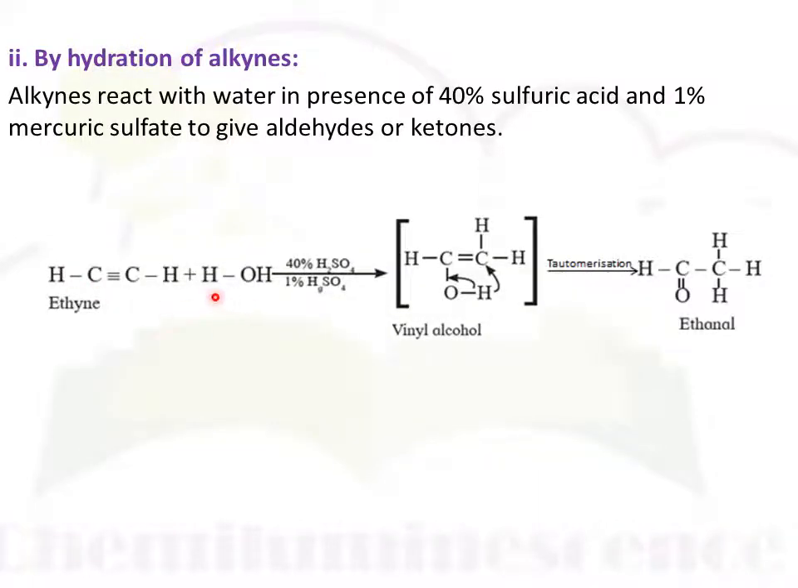Ethyne on addition of water in presence of 40% sulfuric acid and 1% mercuric sulfate forms vinyl alcohol, and this vinyl alcohol on tautomerization gives acetaldehyde as a product. This water is adding through the carbon-carbon triple bond. Hydrogen is adding on this carbon, hydroxyl group is adding on this carbon. You can add in the reverse way also because this is a symmetric alkyne. We will get one product, that is this type of vinyl alcohol.